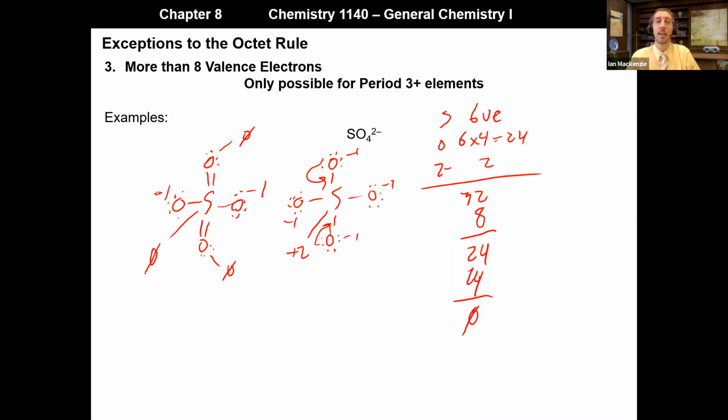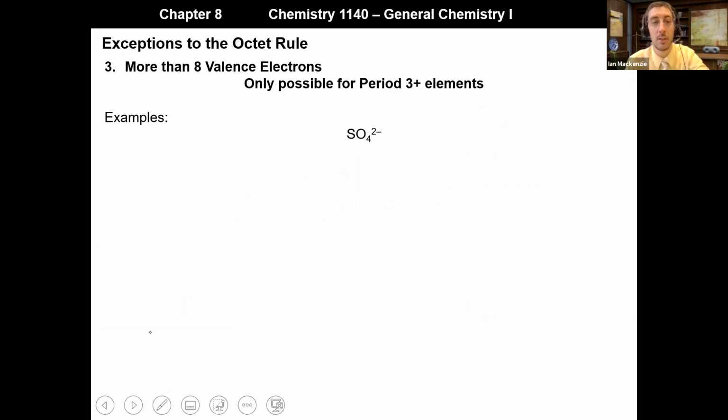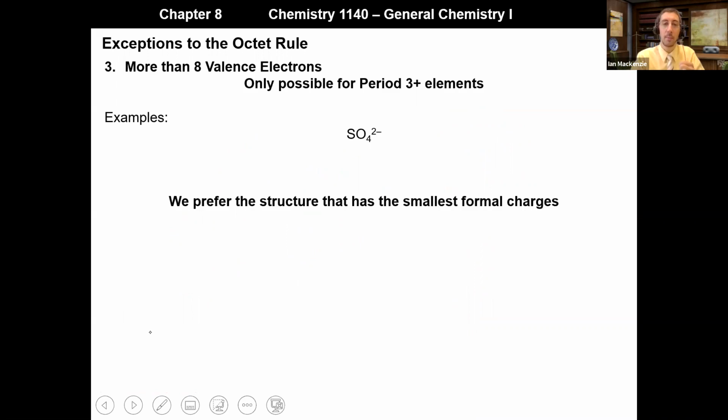And that actually leads us to a case where we are allowed to break the octet rule if it minimizes the formal charges in the compound, providing that the element that we break the octet rule for is in row 3 or greater. So we prefer the structure that has the smallest formal charges. In this case, we prefer the structure on the left over the structure on the right. So with that in mind, we can look at just a couple other examples.